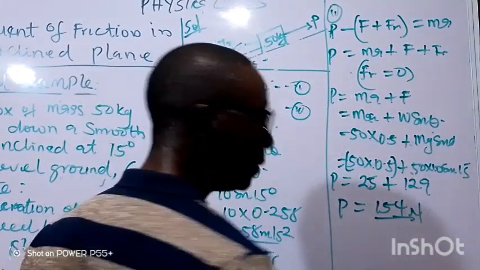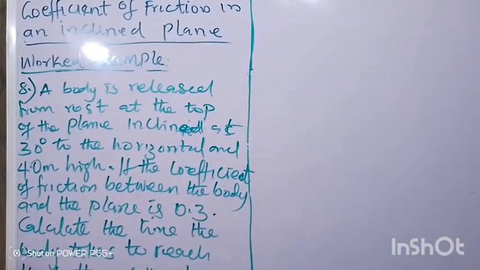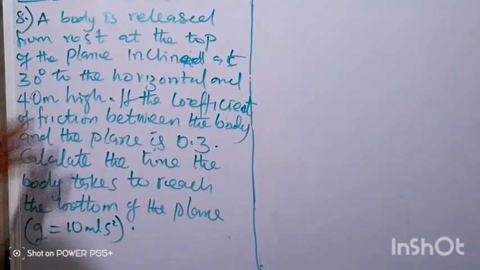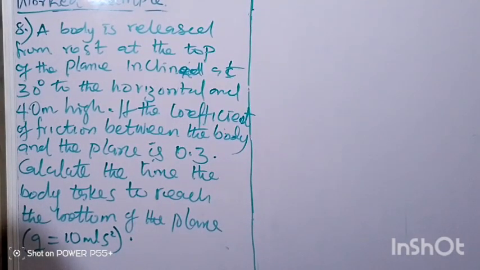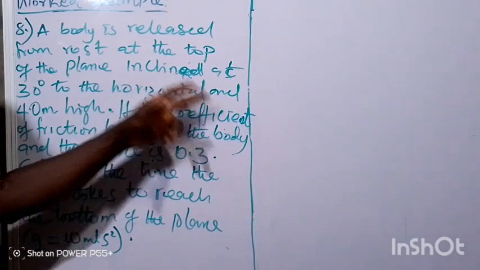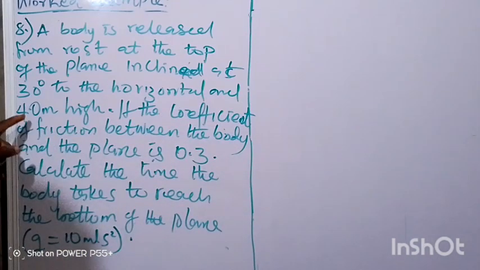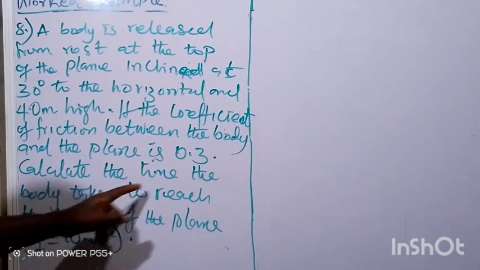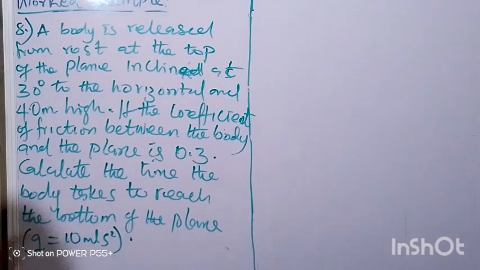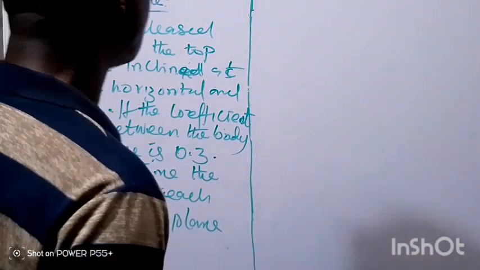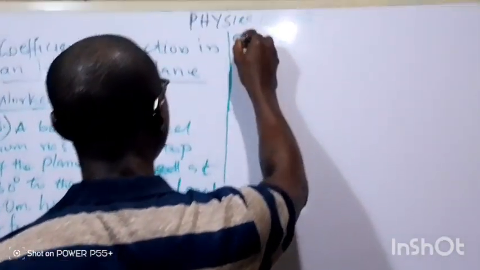Now let's take this one as example 8. A body is released from rest at the top of a plane. The plane climbs at 30 degrees to the horizontal, and the height of the plane is 4.0 meter. Then the coefficient of friction is 0.3. Calculate the time the body takes to reach the bottom of the plane. G is equal to 10 meters per second square. Solution. Let's put it into a drawing so that we can understand it better.